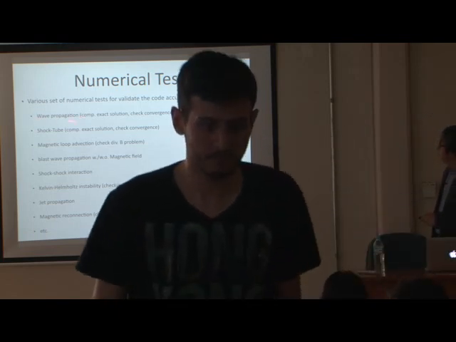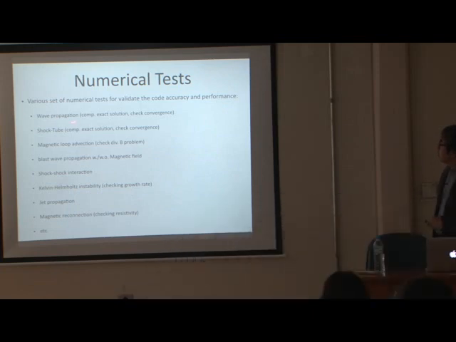This scheme is everything mixed together inside the high resolution shock capturing scheme. So there are several tests. One is the famous wave propagation, used for comparison with the exact solution and checking convergence. The shock tube test is also compared to the exact solution. The magnetic loop advection checks the divergence problem. A blast wave propagation without the magnetic field, and then shock-shock interaction or Kelvin-Helmholtz instability, which checks the growth rate. Or jet propagation and magnetic reconnection, which check the resistivity, or additional tests.